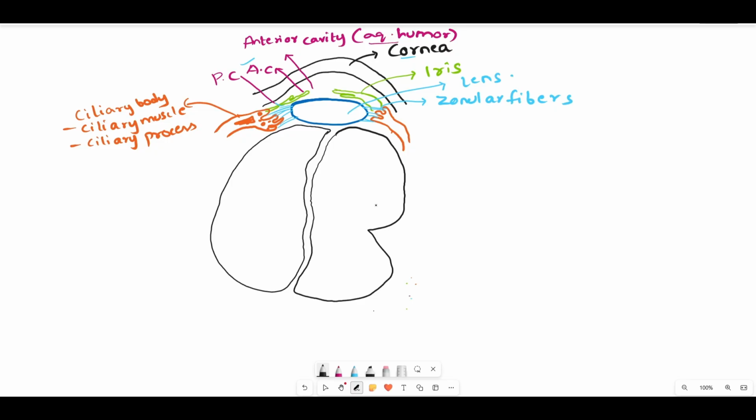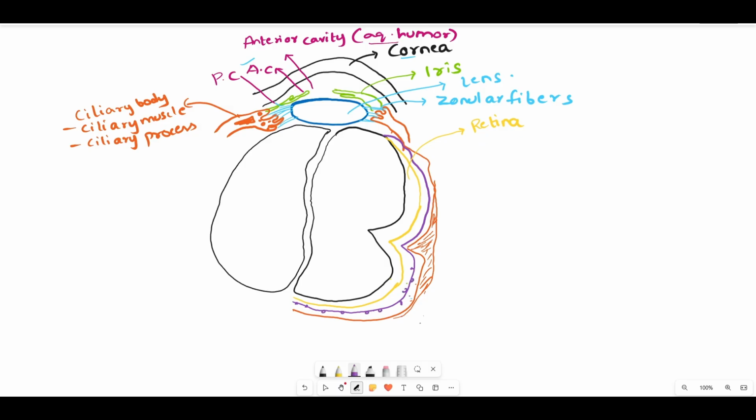This yellow colored portion we will be calling the retina. The retina is a very light sensitive layer that converts the light into nerve impulses. So the retina, this yellow colored portion, is a light sensitive layer that converts the light into nerve impulses.